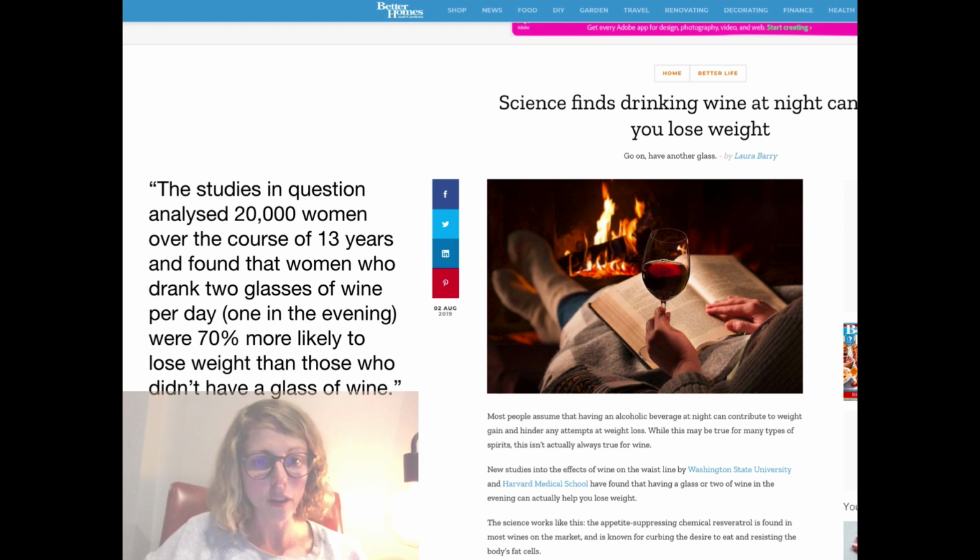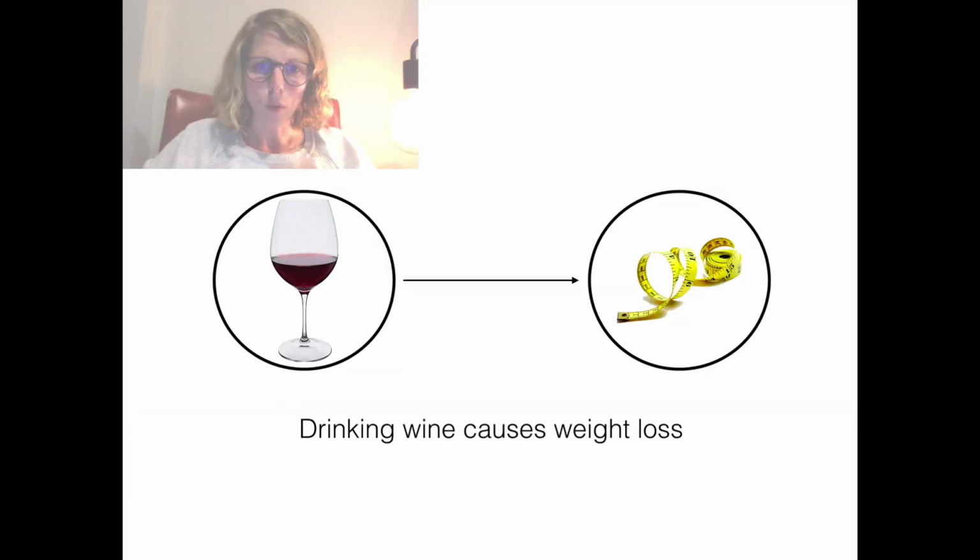The studies in question analysed 20,000 women over the course of 13 years and found that women who drank 2 glasses of wine per day, one in the evening, were 70% more likely to lose weight than those who didn't have a glass of wine. Right, so we have this correlation between drinking red wine and weight loss. These two things tend to go together, but it doesn't necessarily mean that one causes the other. We have to be very careful about the sorts of causal claims we make based on correlational data. But there may be other explanations at play here.